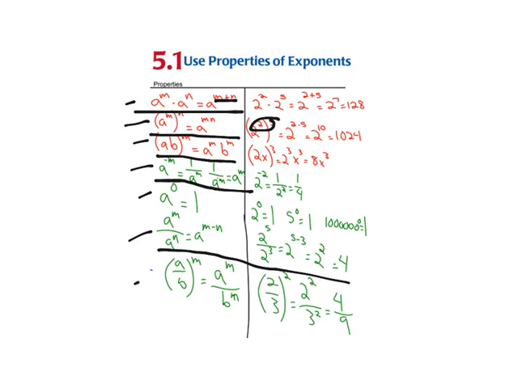If I have a over b, all to a power, then I end up with a to the m over b to the m. This is really no different than right here. So it doesn't matter that it's division, we still have to apply it to top and bottom. So if I had 2 over 3 squared, it would be 2 squared over 3 squared, or 4 over 9, which does not reduce.